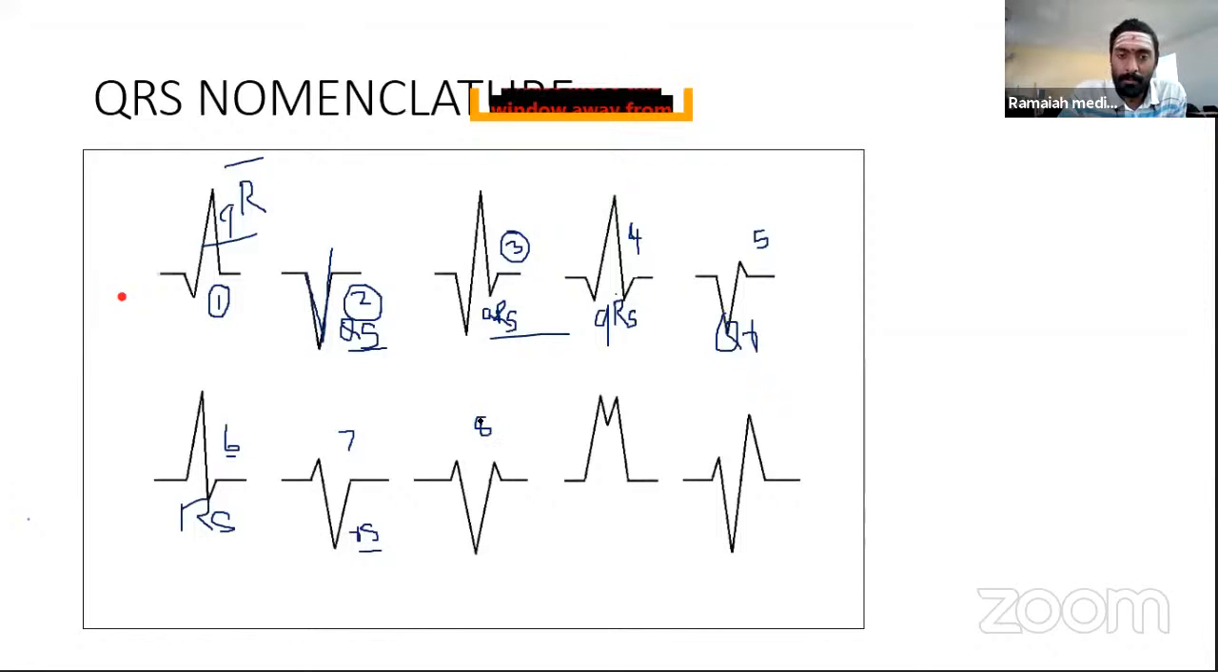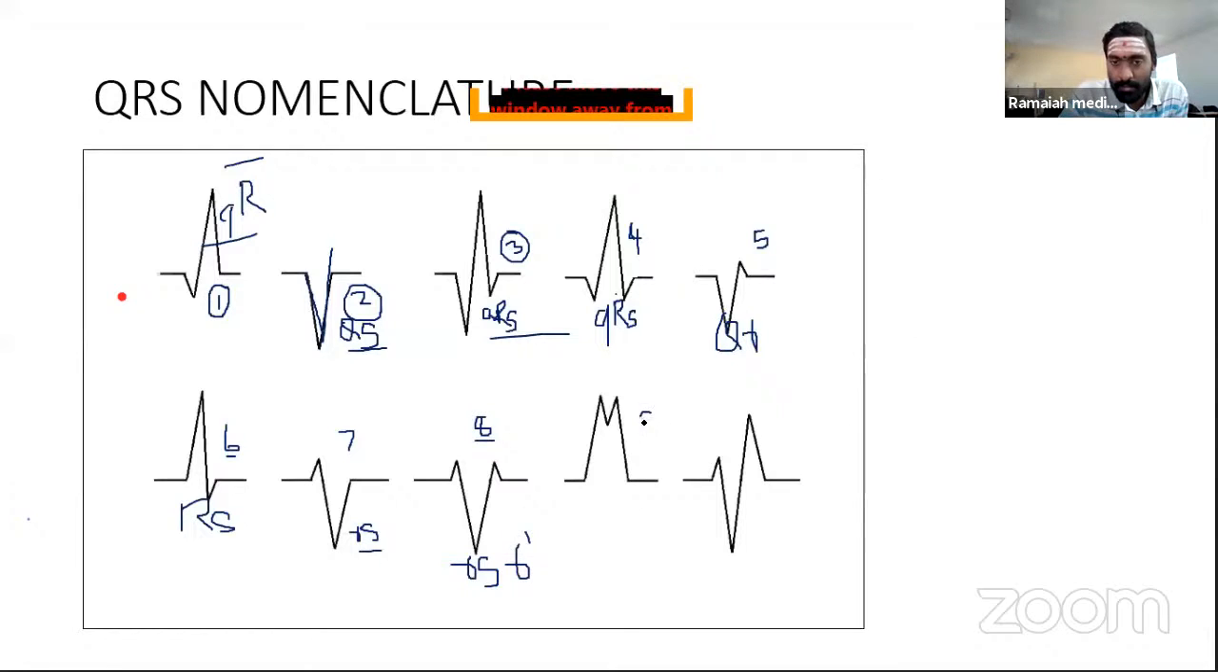What about the 8th one? Yes, correct. RS R prime, or RS R dash, very good. Everyone is correct. We have a small r, a deep S, and an R prime or R dash, correct.